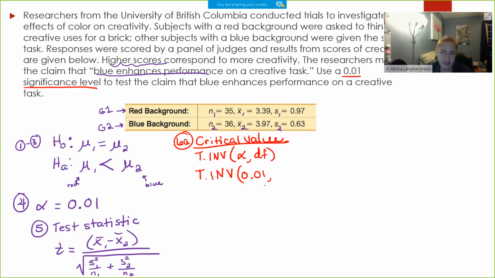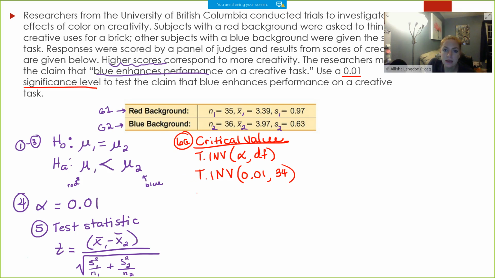Now, what do you guys think the degrees of freedom is going to be? This one's going to be a little bit different than we're used to. Yes, it is going to be 34. So remember, you're picking your smaller sample size. So here, the smaller sample size is 35. Subtract 1 off of that size, and that'll get you your degrees of freedom. So here would be 34.